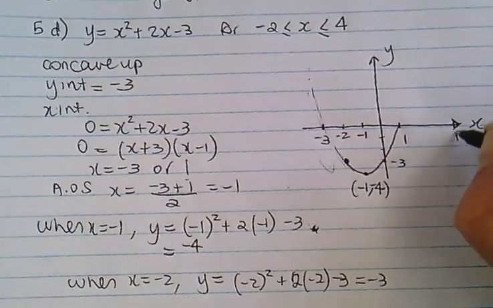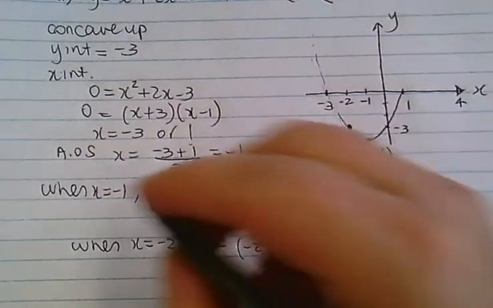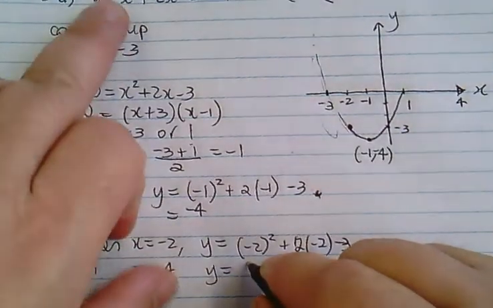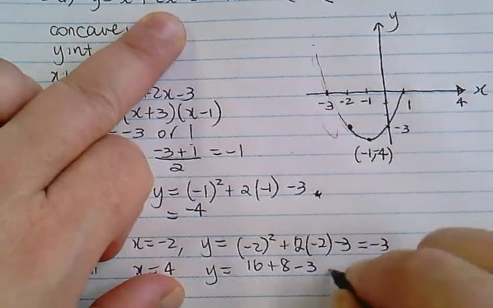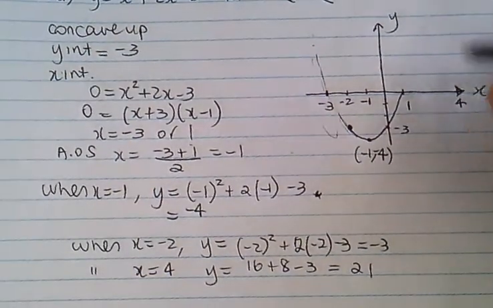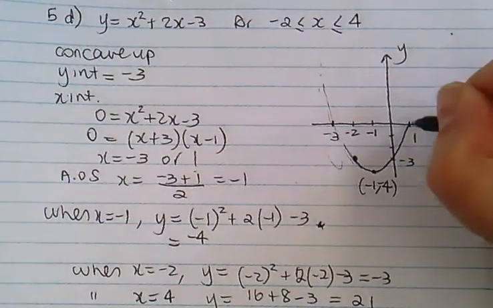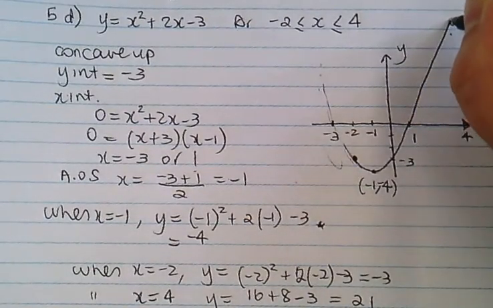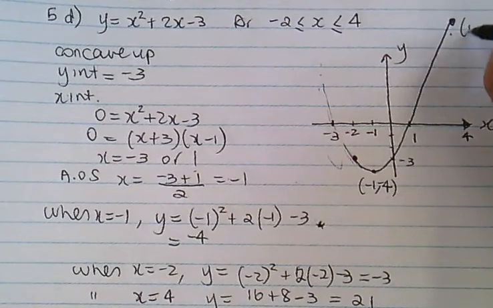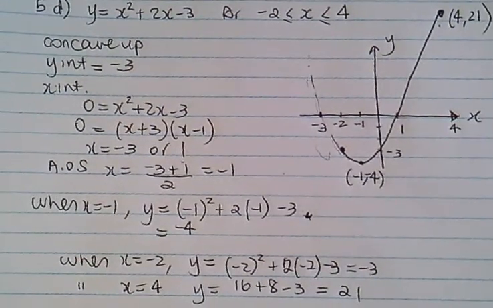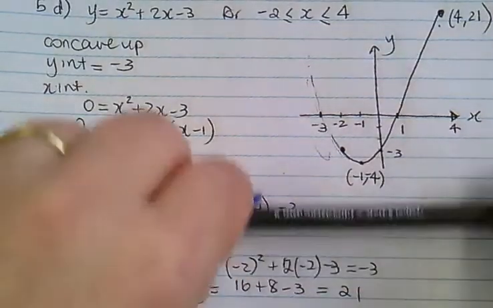So over here, I'm just going to put x is 4. And when x is 4, I need to work out what y is. It's 16 plus 8 minus 3, which is 21. Of course, this is not drawn to scale, okay? So I'll just go up here, not to scale, and I stop up here, and I'll call this the point (4, 21).